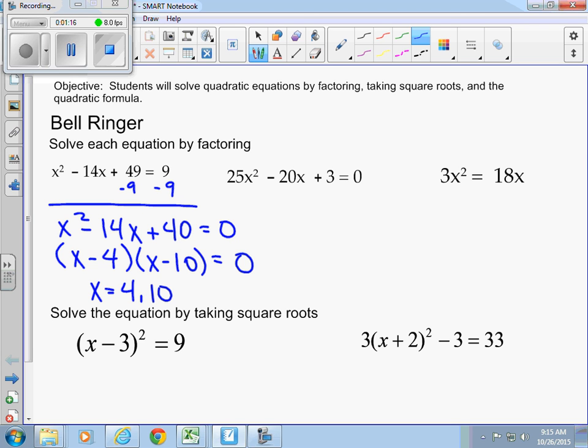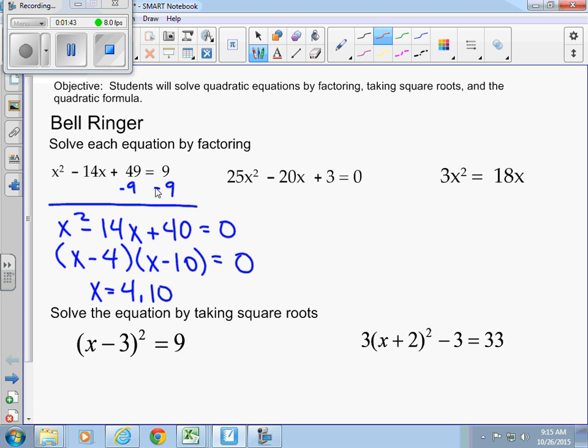Y'all remember it being the one that was tough in the beginning. But these, you flew through these, right? That one's tough. Why is it tough? What makes it harder than the last? There's a number in front of the x squared. Does everyone remember we hated those, right?